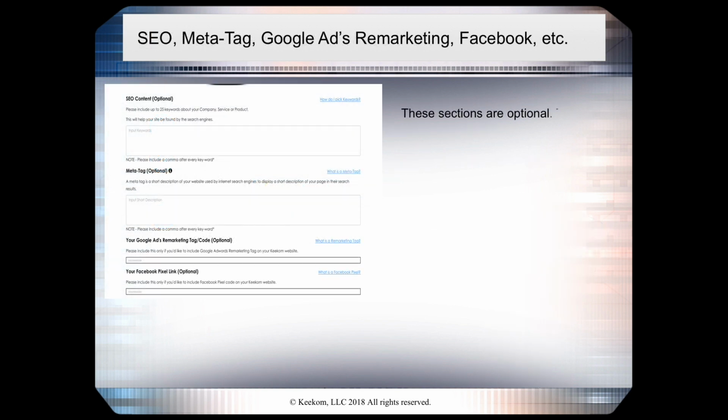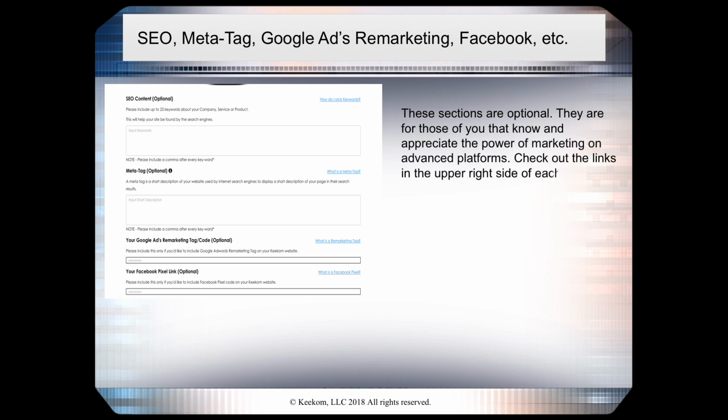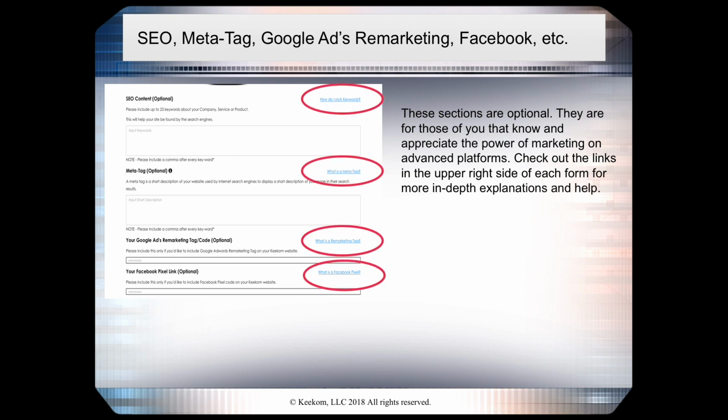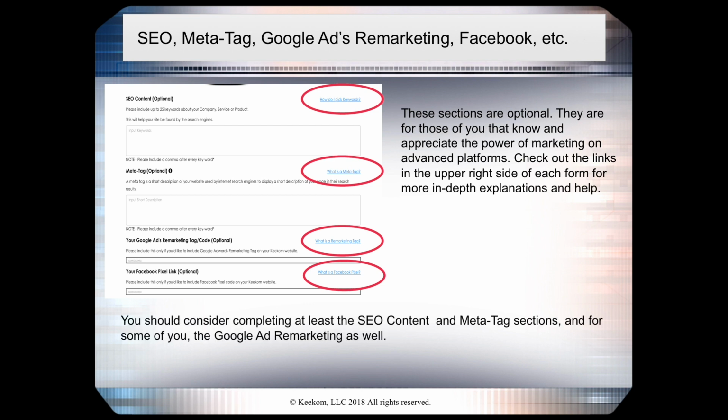These sections are optional. They are for those of you that know and appreciate the power of marketing on advanced platforms. Check out the links in the upper right side of each form for a more in-depth explanation and help. You should consider completing at least the SEO content and meta tag sections. And for some of you that understand the meaning of all of this, the Google Ad marketing section as well.